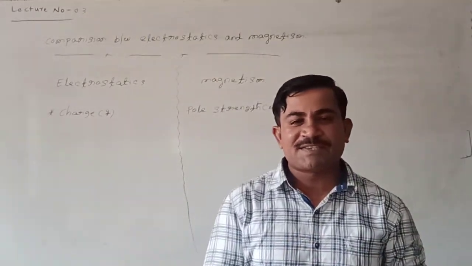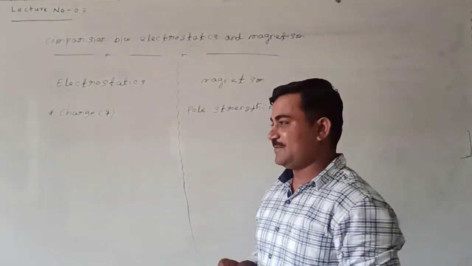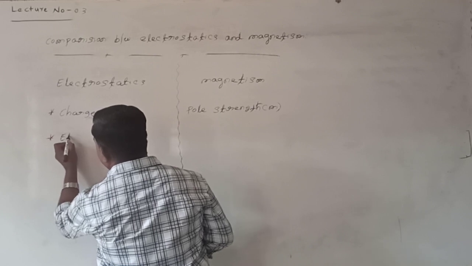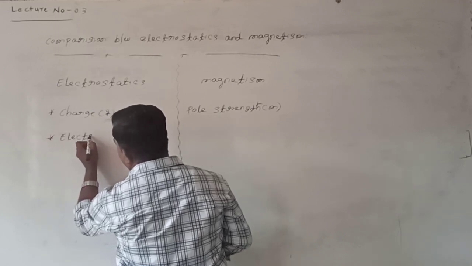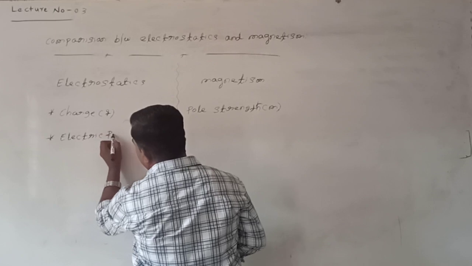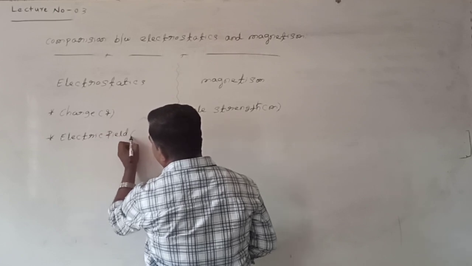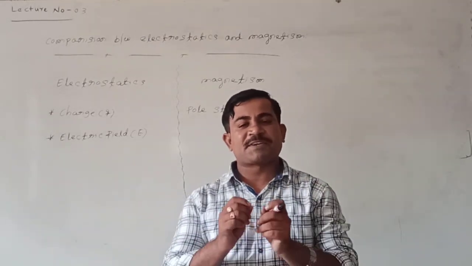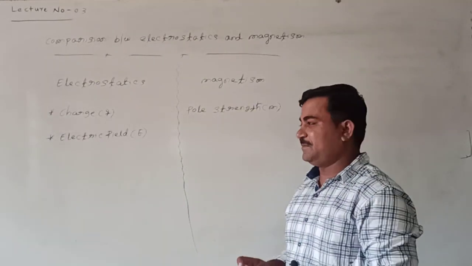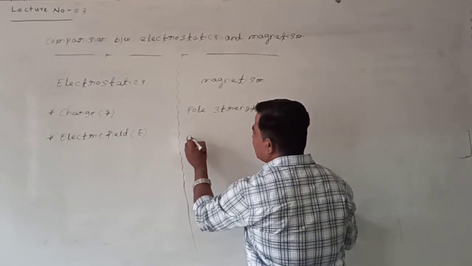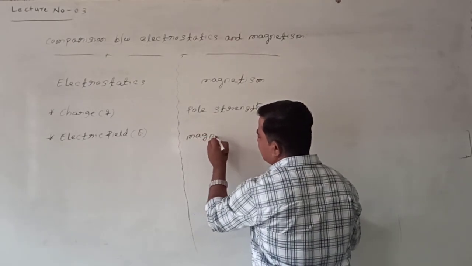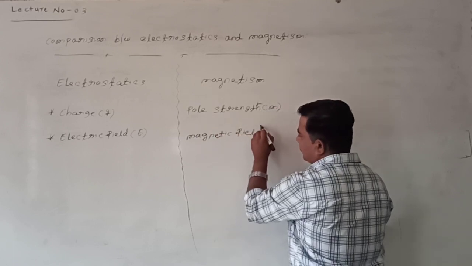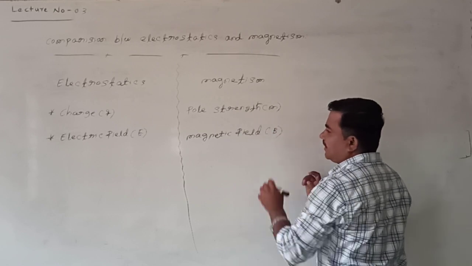In electrostatics, electric field is present, represented by the quantity capital E. But in magnetism, the electric field is replaced by the magnetic field. Here what quantity is there? Magnetic field is there, simply represented by the quantity capital B.